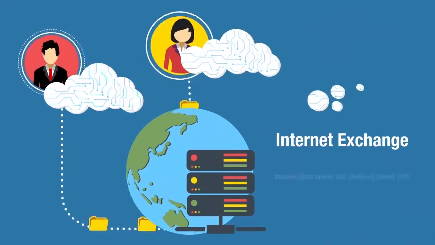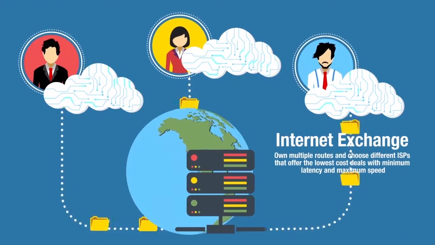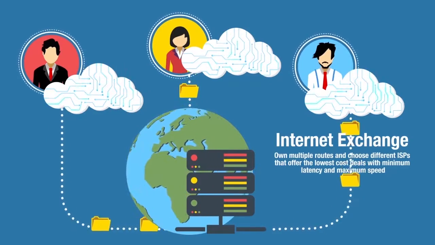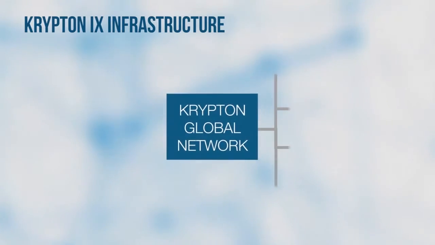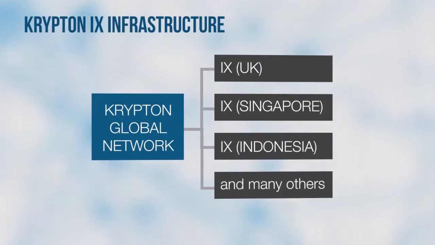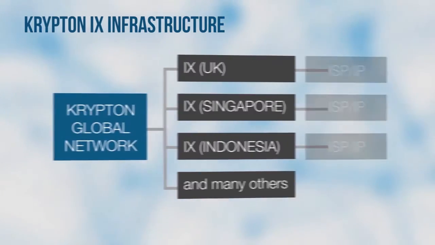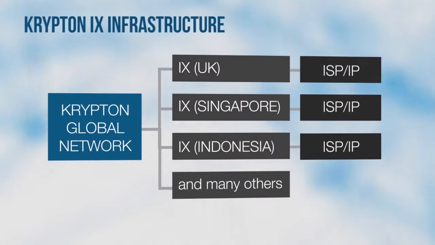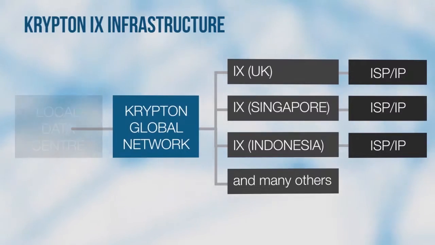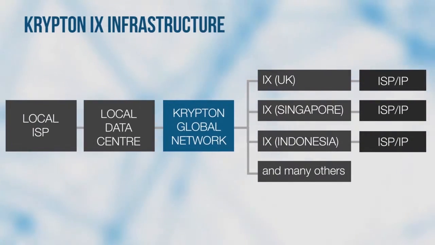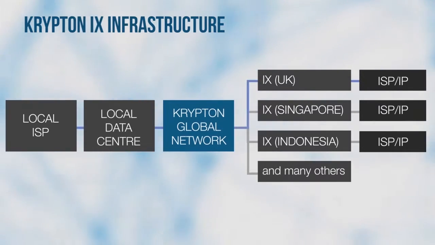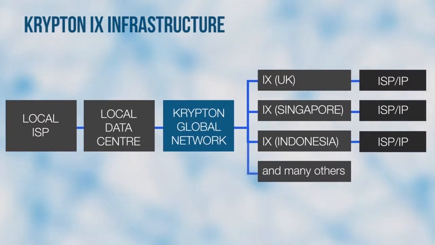With Internet Exchange, you can own multiple routes and choose different ISPs that offer the lowest cost deals with minimum latency and maximum speed. Krypton is connected to the major exchange connections globally. IX allows internet service providers, ISPs, to exchange internet traffic between their autonomous systems of networks through peering agreements. All the ISPs need to do is to cross-connect at our local data center, get connected to our Krypton Global Network, and then they can choose which exchange location they desire.